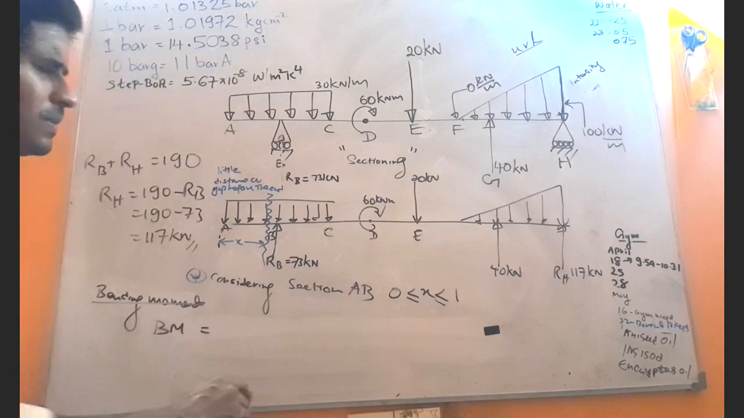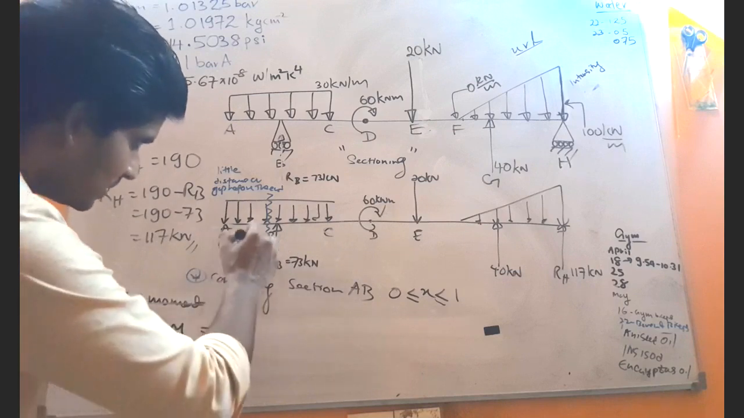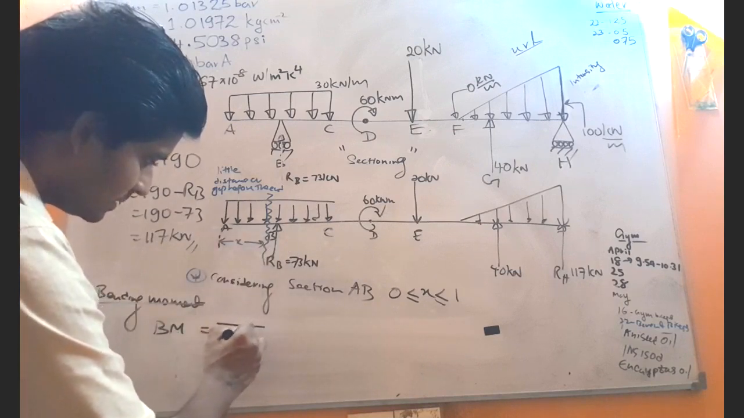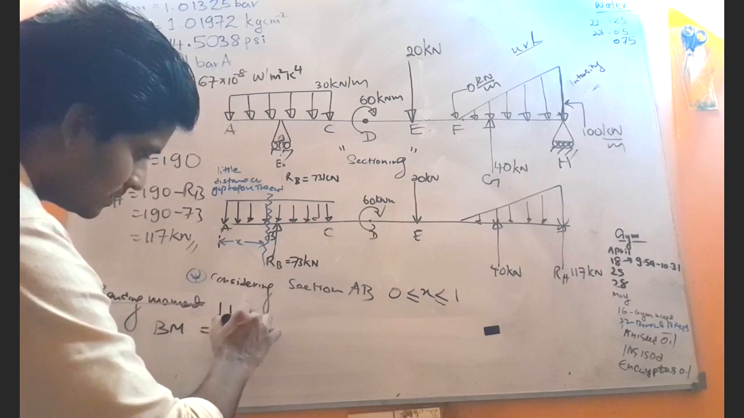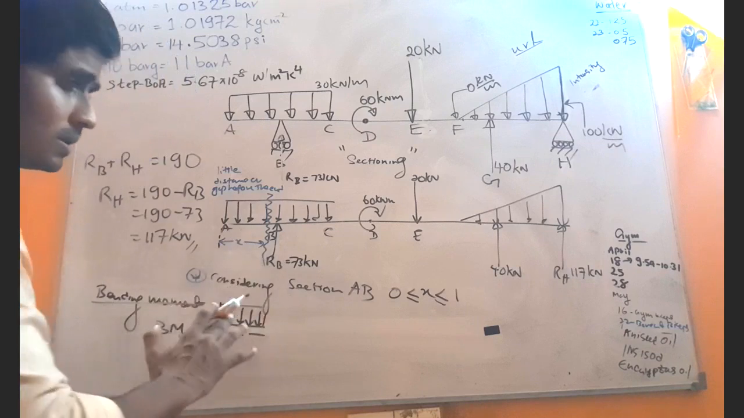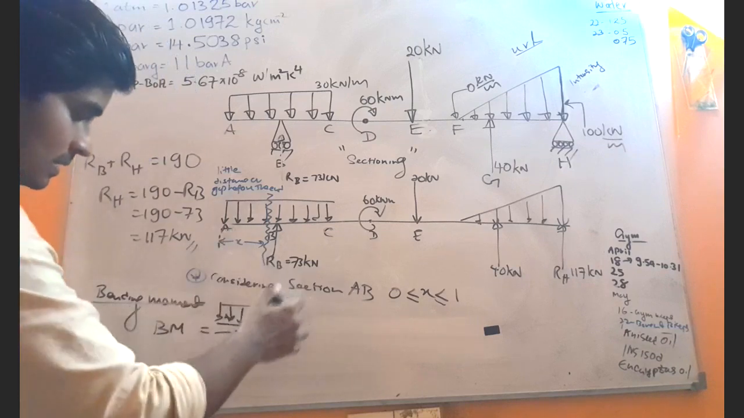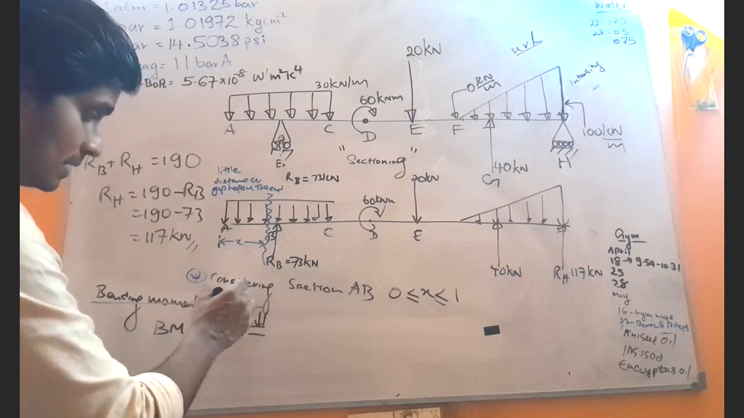Now how to write that? What is the force? Now see, this is our section. Shall I sketch the section again? See, this is our section. What is the length? X. What is the resultant, or what is the total load for the section? The length is x, so the total load will be 30x.